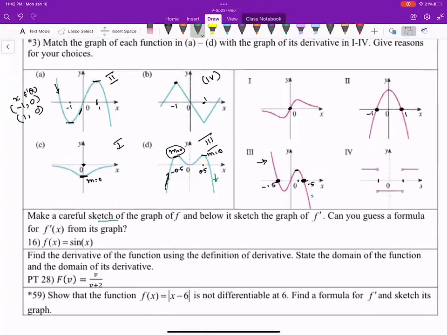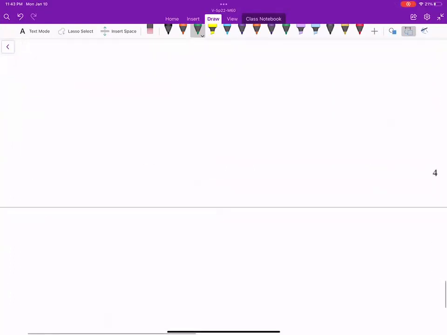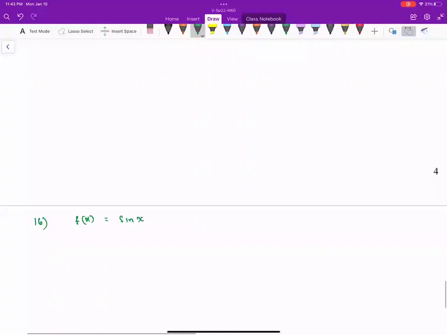So make a careful sketch of the graph of f below and sketch f prime. Can you guess a formula for f prime from its graph? So this being a popular function, let's see what the derivative graph looks like for f of x equal to sine x. Number 16, f of x equal to sine x.